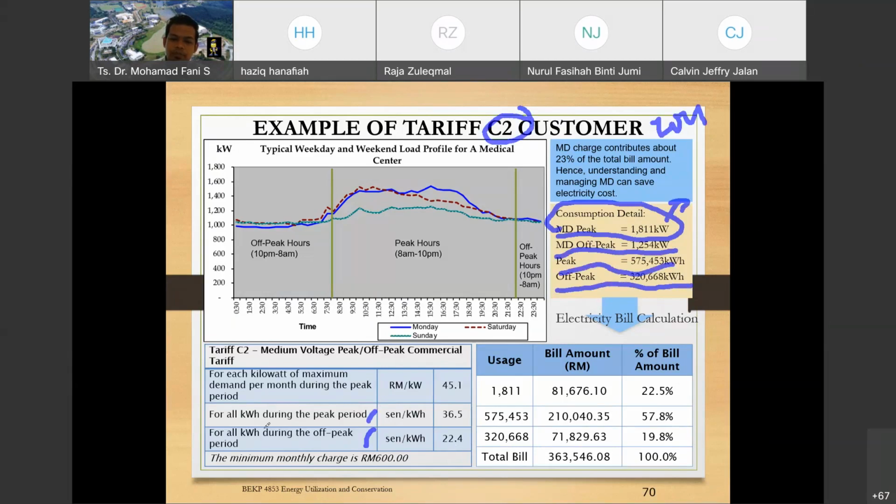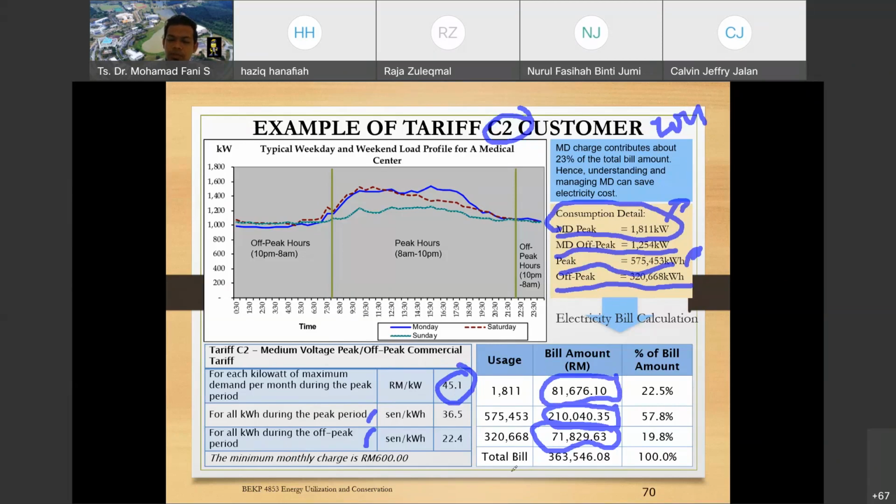Okay, try to understand. We have peak power consumption for 1 month of about 500,000 kilowatt hour, and for the off-peak, 320,000 kilowatt hour. Try to get the cost for this. You can get the cost for the peak and the off peak, and also for the maximum demand, multiply with 45.1, and you will get this amount of charge.